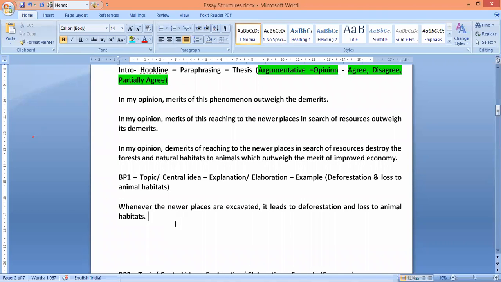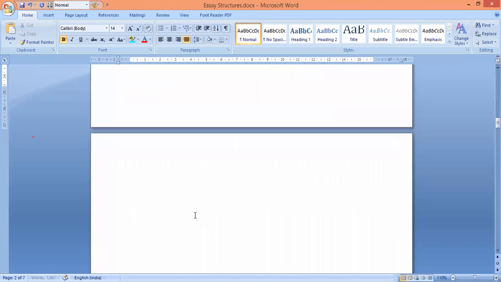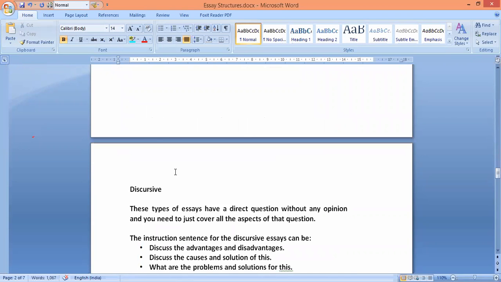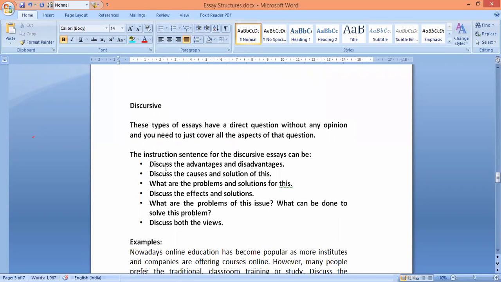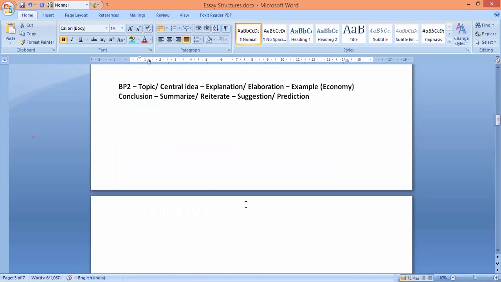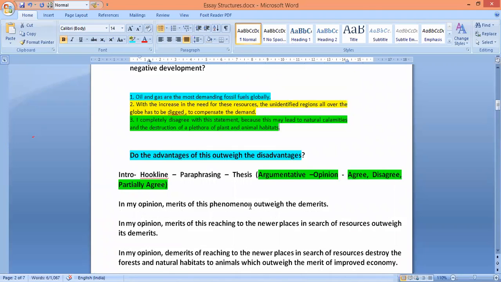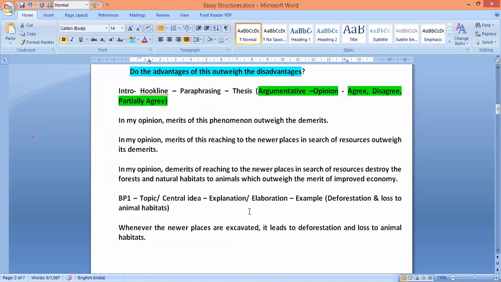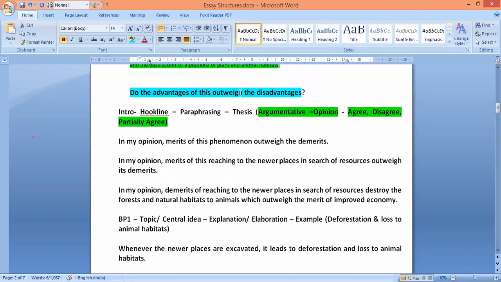Sir, if there is a question like what are the advantages and disadvantages, and one side is missing, then? We have that in the list. We'll discuss it when we come to the discussion. Sir, one more thing: if we are opining towards advantages or disadvantages, why do we need to discuss the contrary? Because what outweighs the other?